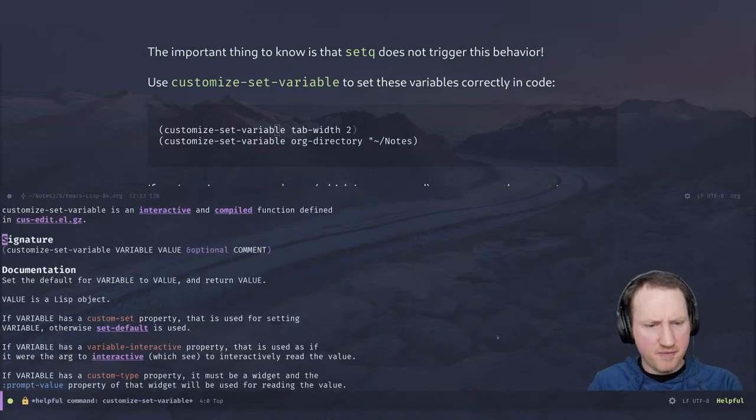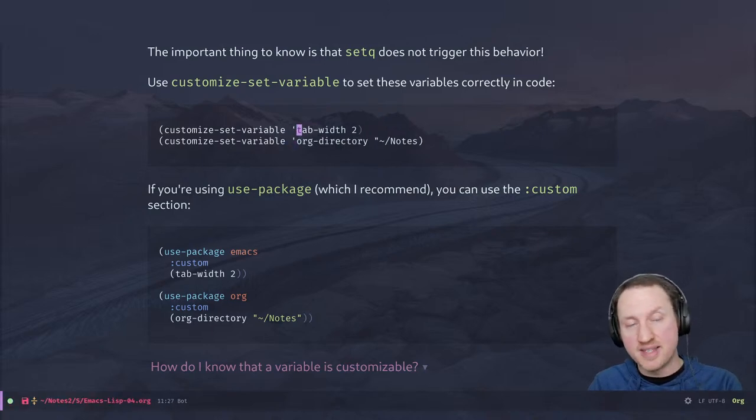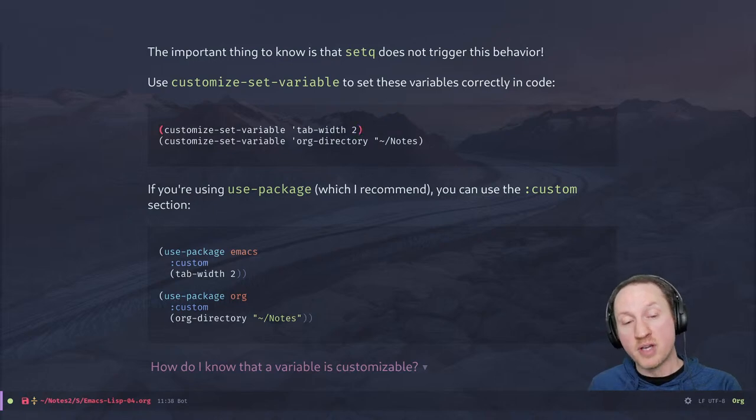It takes a variable and a value. And basically, I wonder if it's, let's see. Yeah, okay, I need to actually make that a symbol. So if you give it a symbol that refers to a variable, you can set tab width using the customization interface to set it to 2. So if I evaluate this, it's actually going to set that to 2 and then return that value. And then customize-set-value will invoke the set behavior for a custom variable whenever it does that.